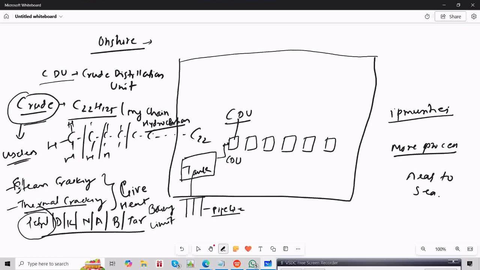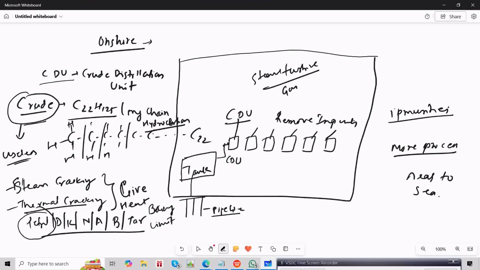In the CDU, there are multiple different process units which are used to remove impurities and other byproducts, like conversion of multiple byproducts. Now to provide this thermal cracking, you need multiple different process units, like a steam turbine unit. Then to store these byproducts, you need different units.